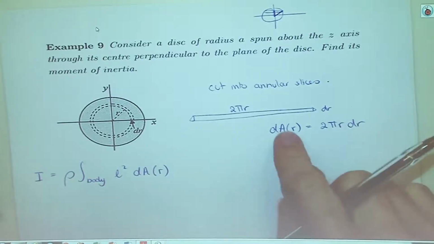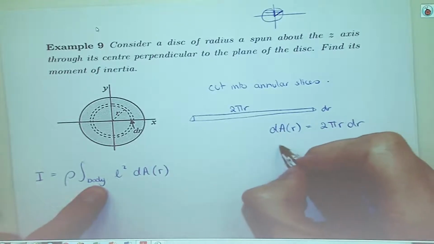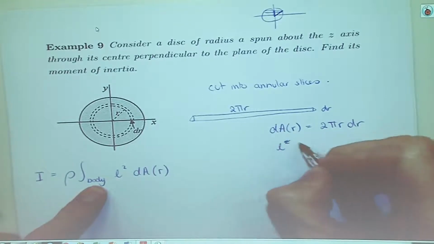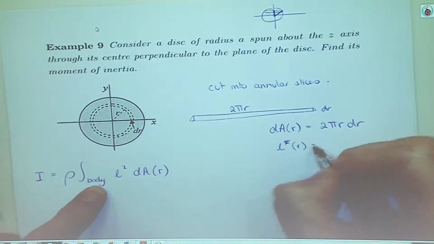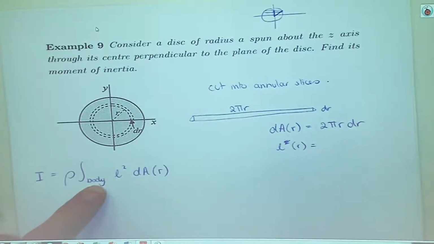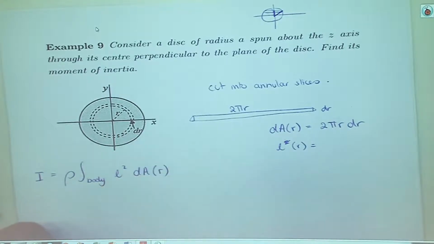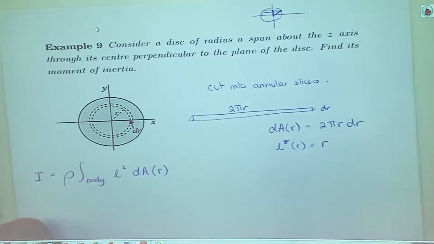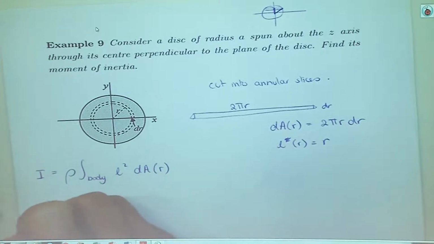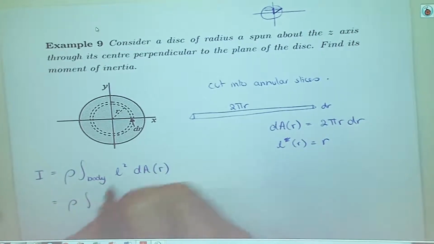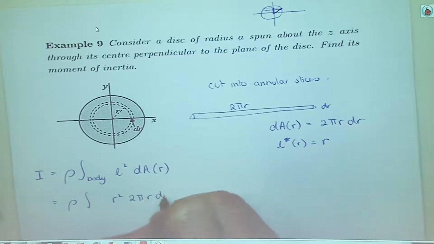Okay. 2 pi r dr for the area, and the distance from the axis of rotation is going to be what? How far away is this slice from the axis of rotation? That's right. It's just distance r. Now I've got this. We just need our bounds, but let's do that in a moment. All right, dI is r squared times 2 pi r dr.